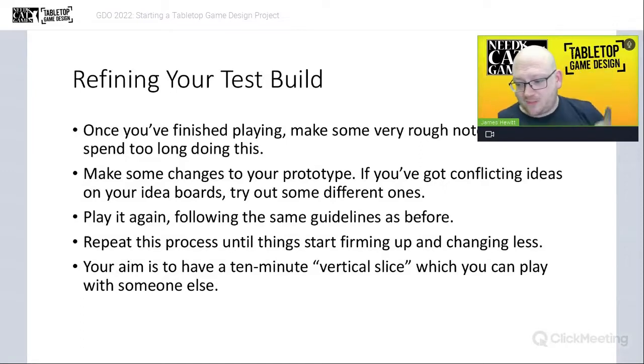You want to get this to the point where you can show it to someone else and not feel like you've wasted their time, because you want them to give it a go and give you feedback on stuff. So you need enough stuff there. And this is a learning process. You will find that your first test build, you will do this far too late.